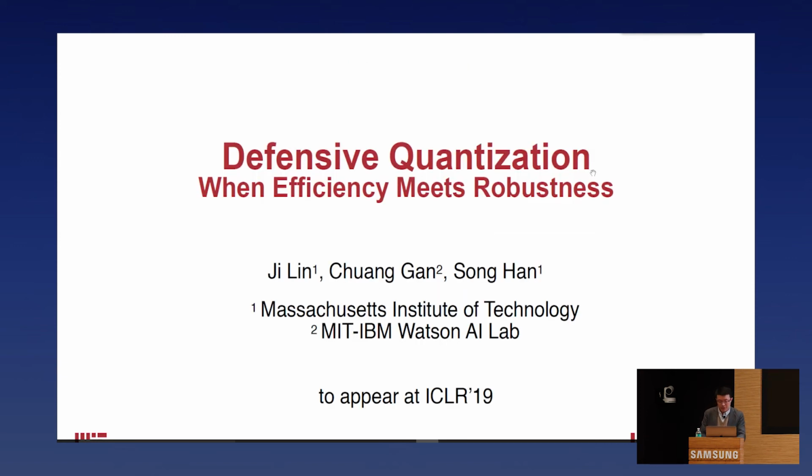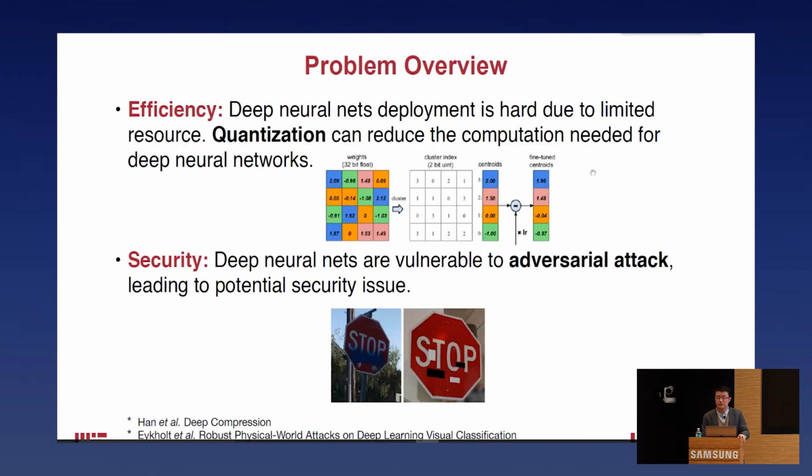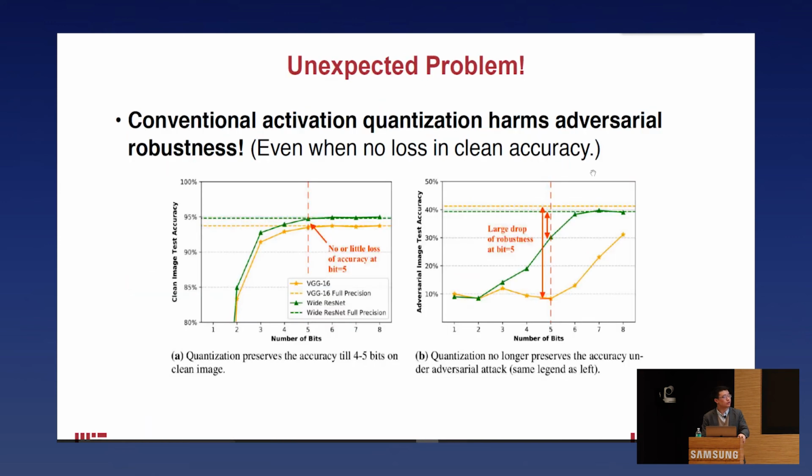So we have another piece of work on defensive quantization, which I may not have time to describe today, but basically the idea is model compression and quantization is not a free lunch. We want to balance between the efficiency and also the security of the model. Conventional quantization methods will actually hurt the accuracy. There's a big gap under adversarial attacks.